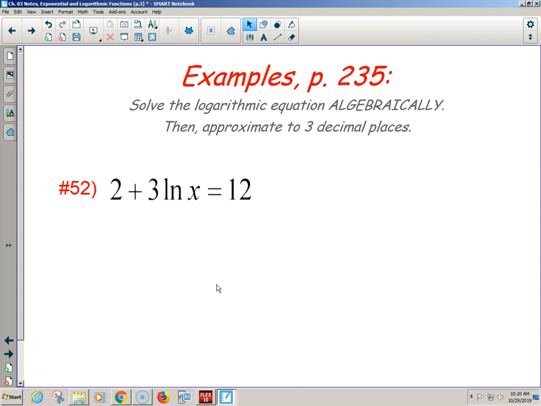I started hard, I'm ending easy today. It's so backwards. What's going on? Take your time. 2 plus 3 ln of x equals 12. Use your algebra. Remember, dividing by ln means that. Undo ln. Don't undo ln until you get him alone.